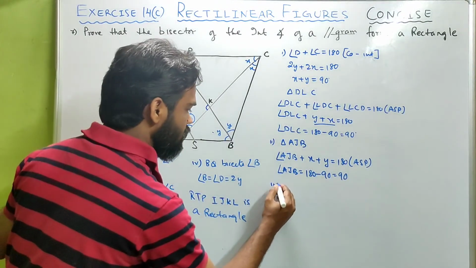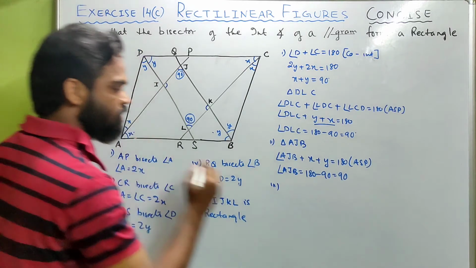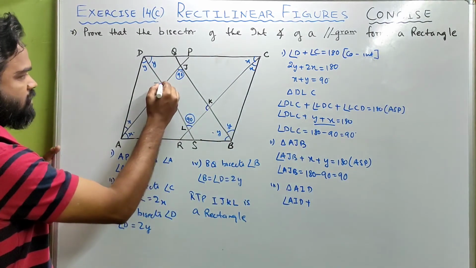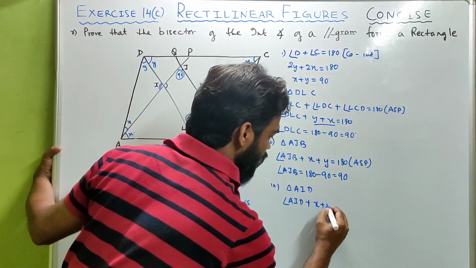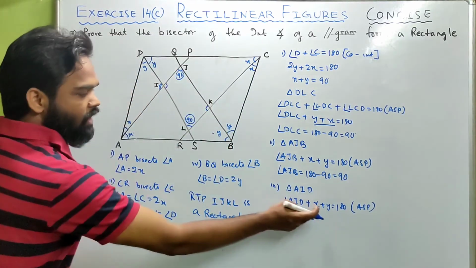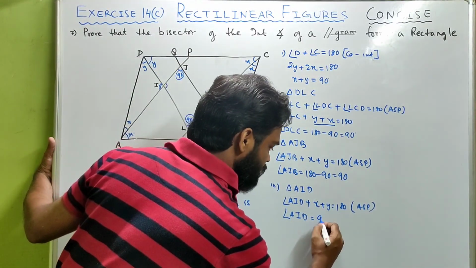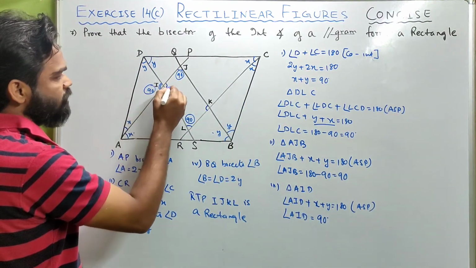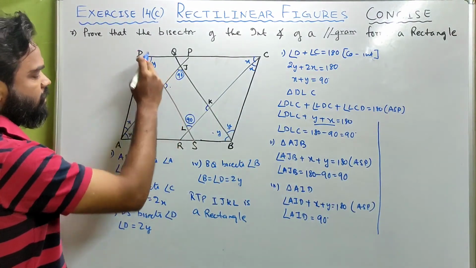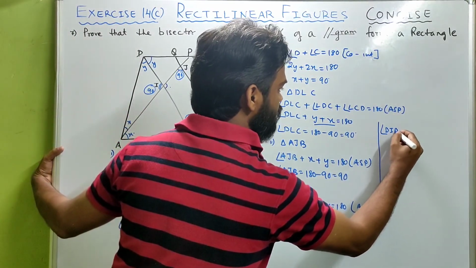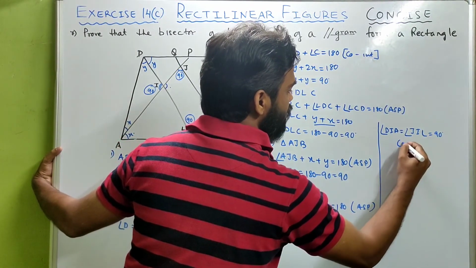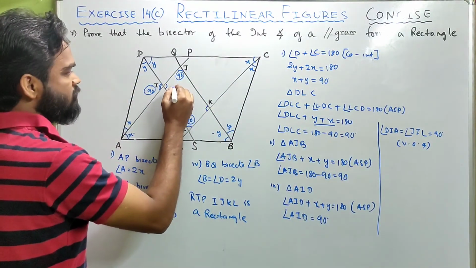Now look at the third, triangle AID. Angle AID plus this angle, plus x plus y equals 180. Why? Angle sum property, which means angle AID will be 180 minus 90, since x plus y is 90, that's 90 degrees. So if this is 90, this has to be 90. Vertically opposite angle, look carefully, angle DIA is equal to angle JIL, angle JIL equals 90 degrees. Why? Vertically opposite angle. So we got this as 90 degrees.